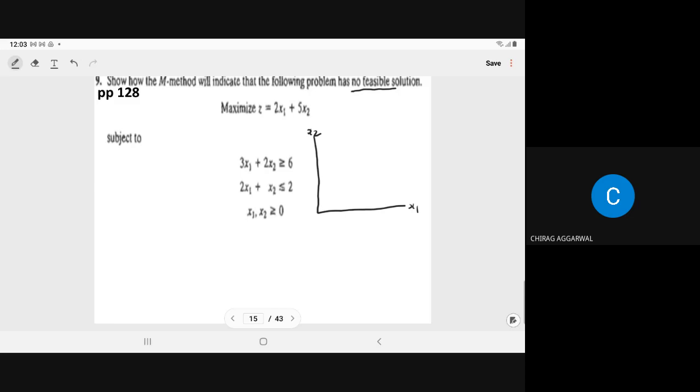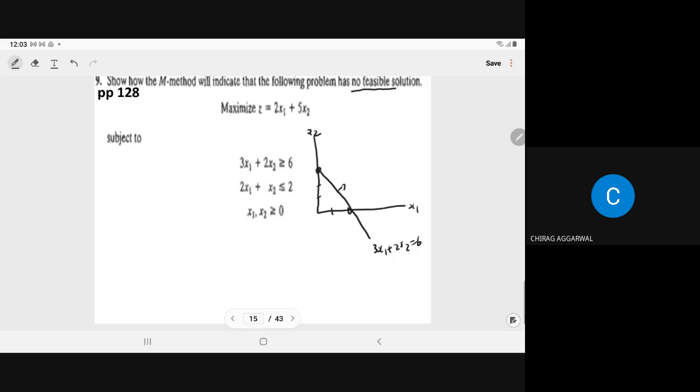If you draw the first line 3x1 + 2x2 = 6: when we put x1 = 0, x2 = 3, and when we put x2 = 0, x1 = 2. So this is the line of 3x1 + 2x2 = 6. When we put x1, x2 = 0, 0 as a reference point, we get 0 ≥ 6, which is not true. So on this side you have to take the area.